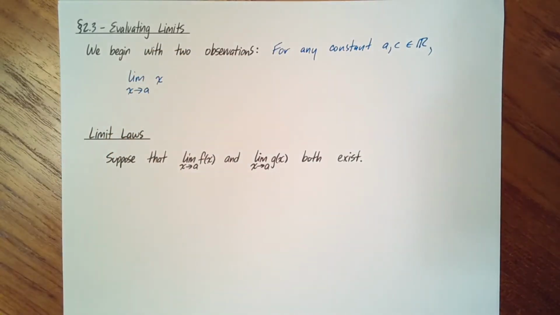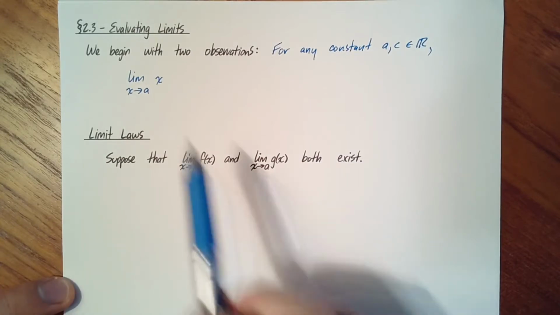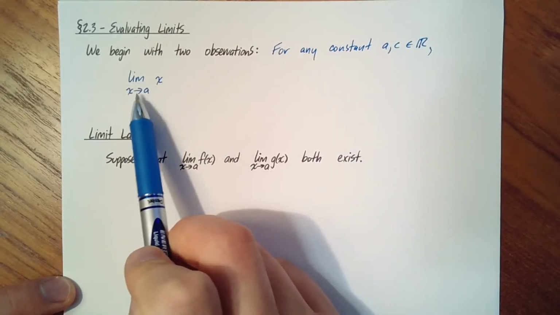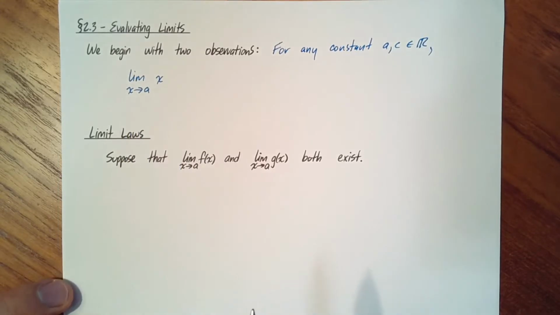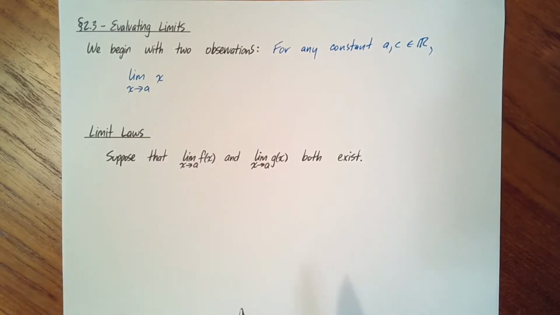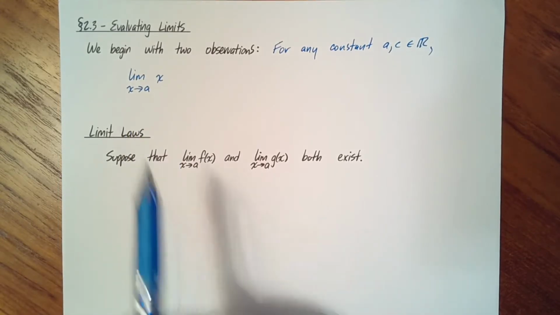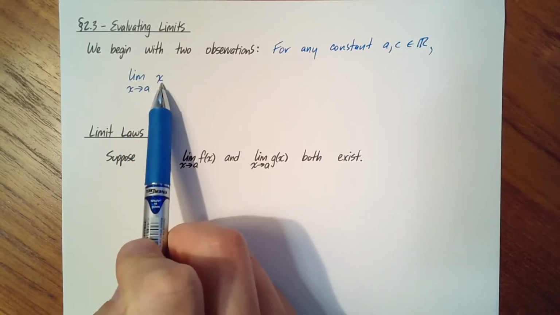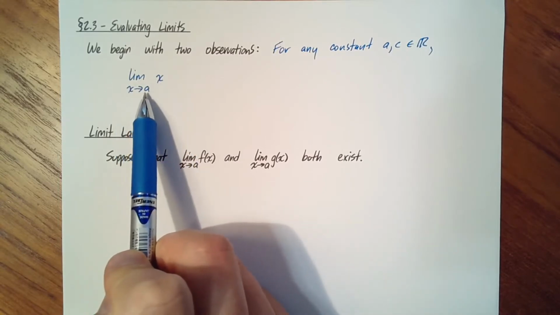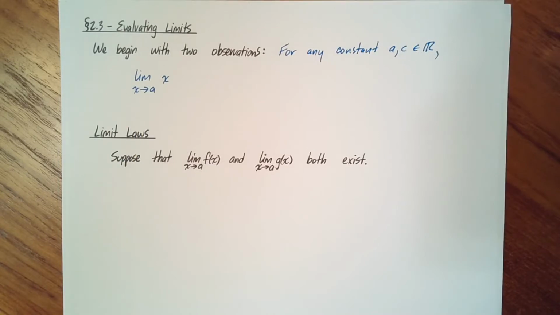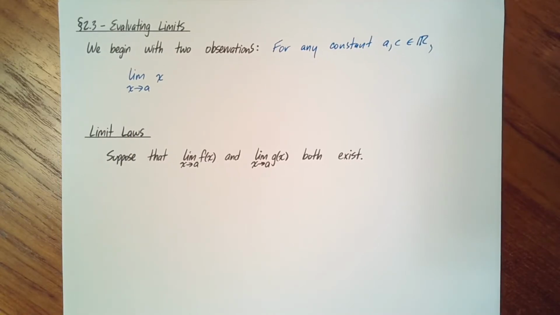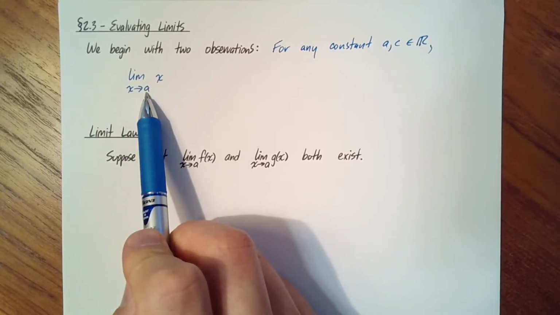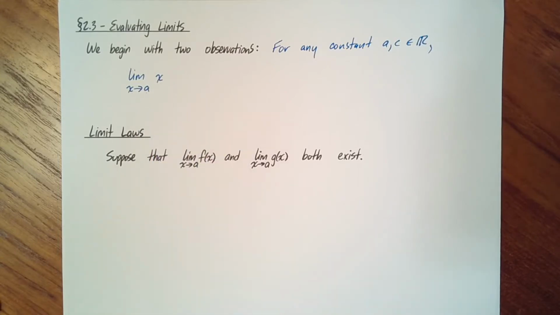Okay, let's think about what that notation means. What we're really saying here is we want to take the limit as x approaches a of x. And if you think about a limit as the answer to a question, the question would be, what happens to the values of x as x gets closer and closer to a? Well, that almost sounds like a question that answers itself, right? As x gets closer and closer to a, the values of x get closer and closer to a as well.